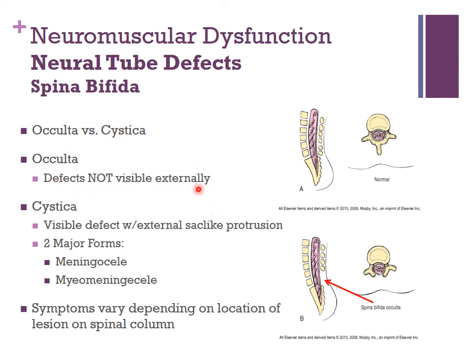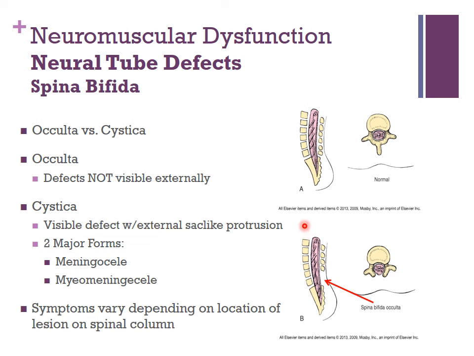Okay, so occulta defects are not visible externally. All right, so here's your normal neural column. Here is spina bifida occulta. So you see that you're missing some vertebrae. There's some issue here, but it's not protruding outside of the skin. It's internal. Okay, there's no external defect.